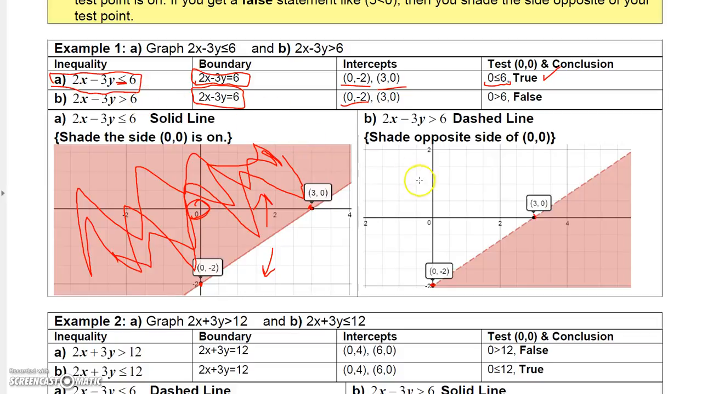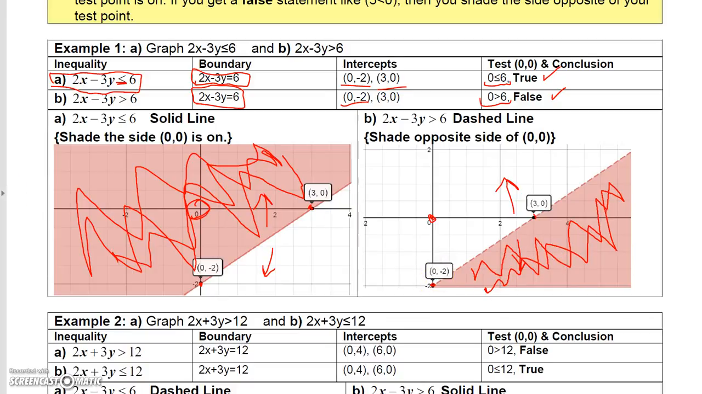Now, I need to decide whether I shade below the line down here or above the line up here. So I'm going to test this point 0, 0, which is above the line. Let's plug 0, 0 in this time, and I get 0 minus 0 is greater than 6. Well, 0 is not greater than 6, so that's a false statement. And since I got a false statement, I have to shade the opposite side from my test point. That means I shade everything down here. Again, it's already shaded, but you shade that region.